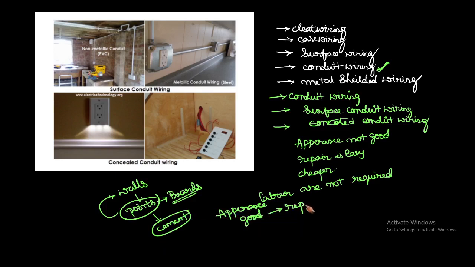But whenever you have a repair, it becomes somewhat difficult. Repair is somewhat not easy. That is the problem with concealed conduit wiring, but you don't get repairs as far as possible. The problem is when the repair comes. Here the appearance will be very good. We will do some plastering with cement on the walls, so that you cannot see any wires passing on the surface of the walls.